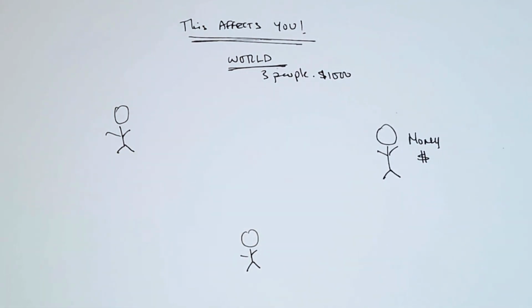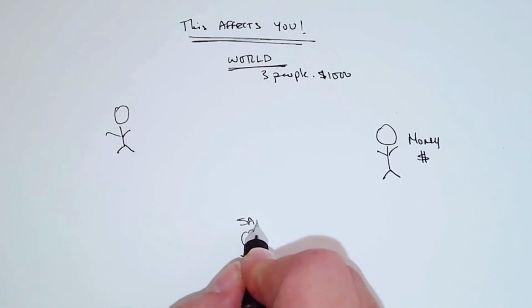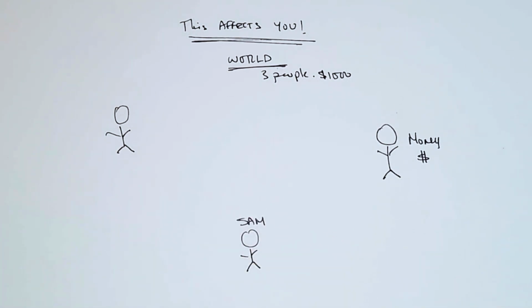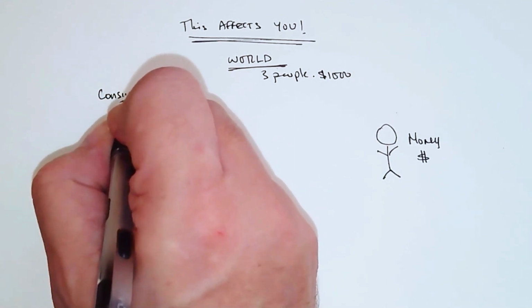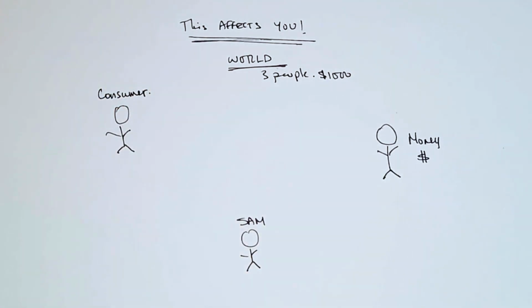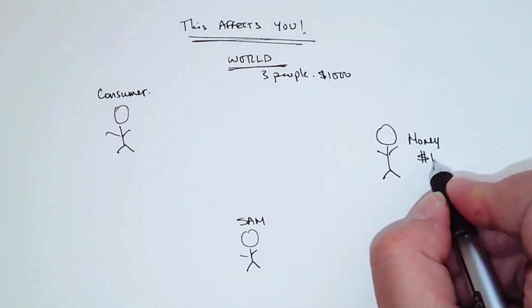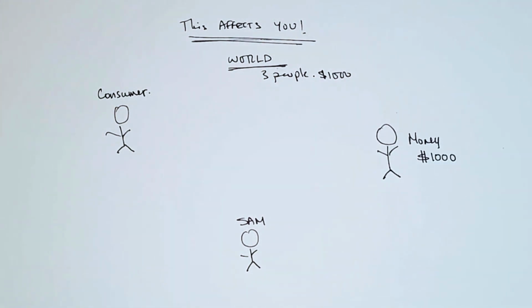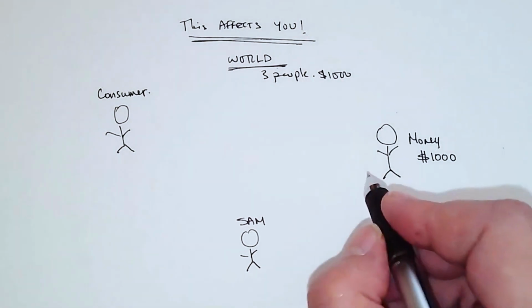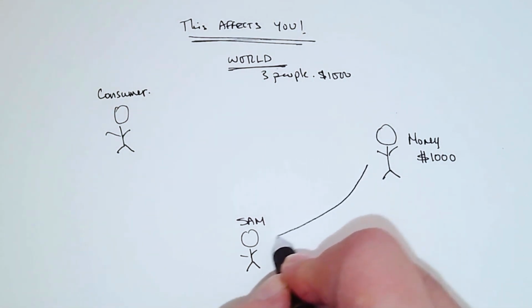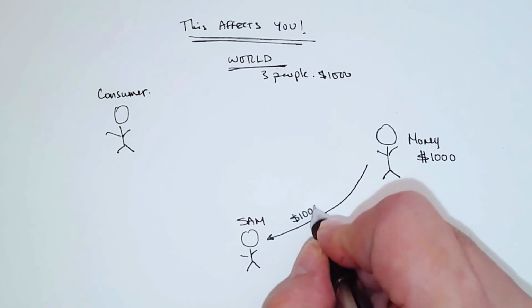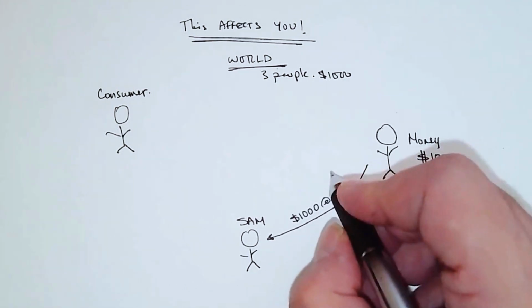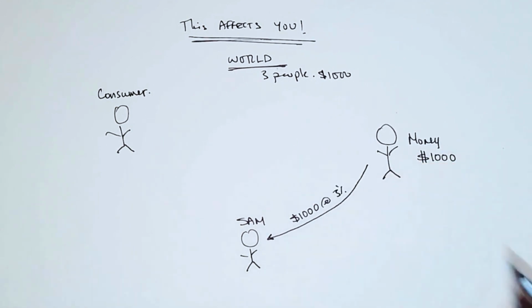So let's make this a little bit more interesting. Let's call this person Sam, and you'll see why in a minute. And let's call this person Consumer. So let's just say that this person has all the money in the world. He's got $1,000. He lends this money to Sam. So I'm going to say $1,000. He lends $1,000 at, say, 3%.